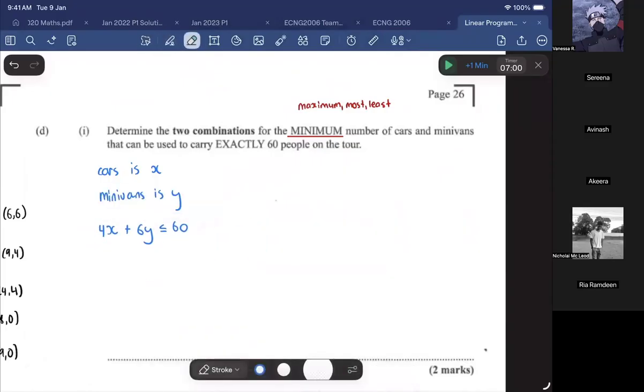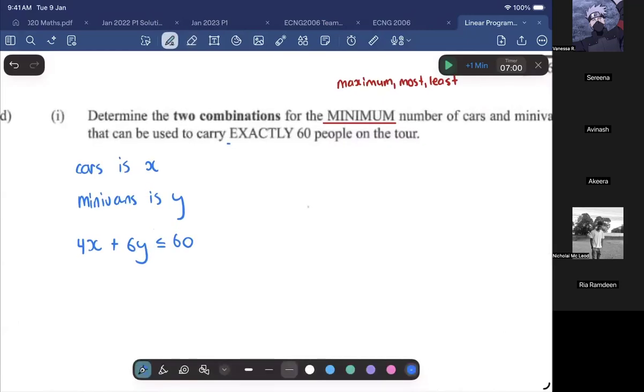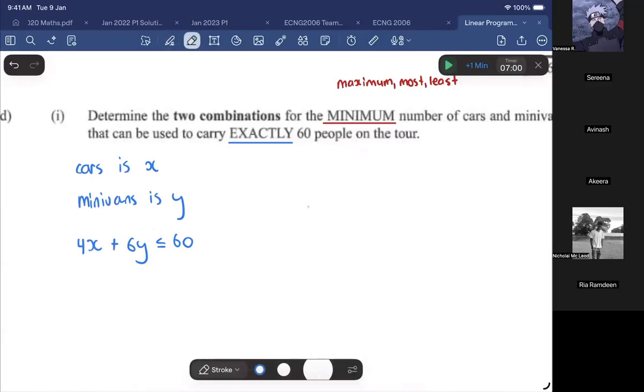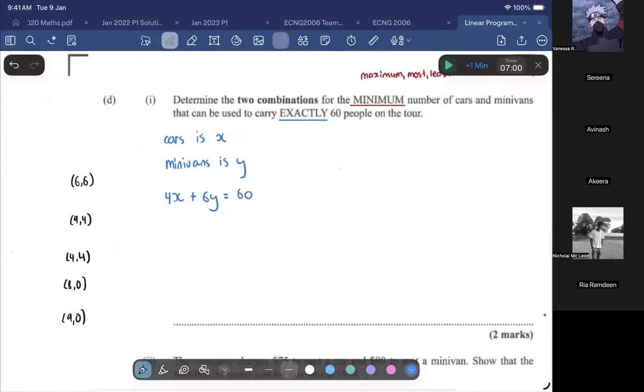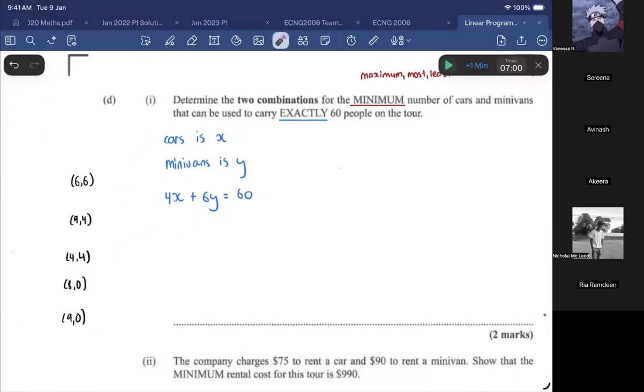Exactly. So, guys, if you see a word like exactly, does that mean less than 60 people, more than 60 people, or equal to 60 people? Yeah, exactly means equal. And if you're confused about this, in the previous question it was stated that one car could carry 4 people. So if you had X number of cars, then 4 times X would tell you the total number of people they could carry. How many people do you think one minivan could carry?